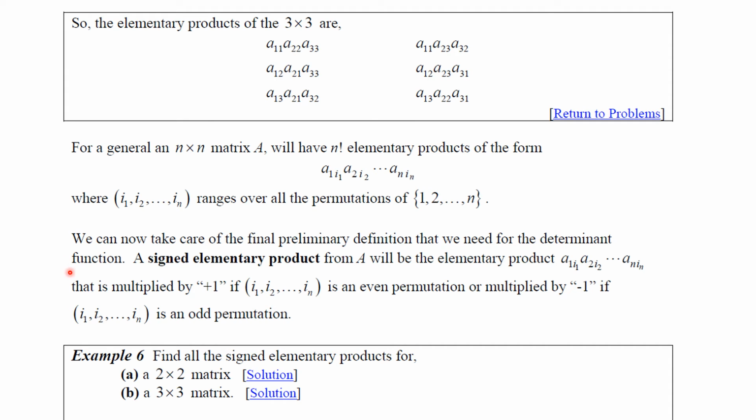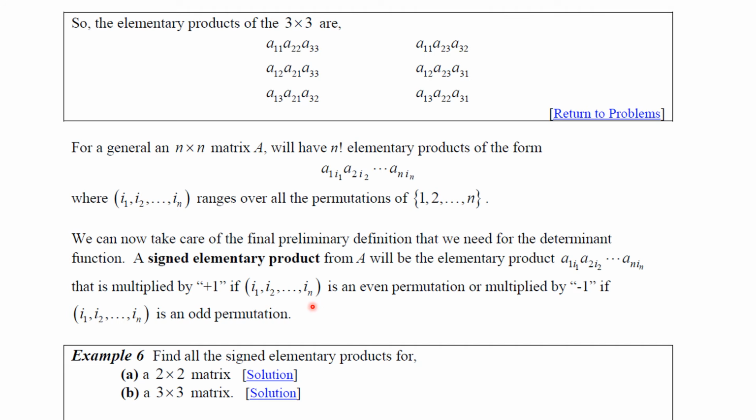These numbers can get very big very fast. Now we can take care of the final preliminary definition we need for the determinant function. A signed elementary product from A will be an elementary product a1,i1, a2,i2, all the way through an,in. This is multiplied by a plus 1 if i1, i2 up to in is an even permutation, or multiplied by a minus 1 if i1, i2 all the way up through in is an odd permutation.